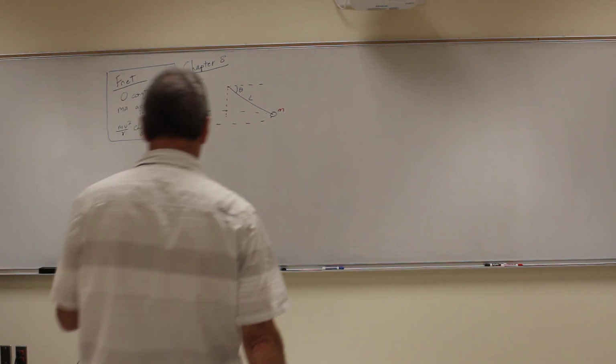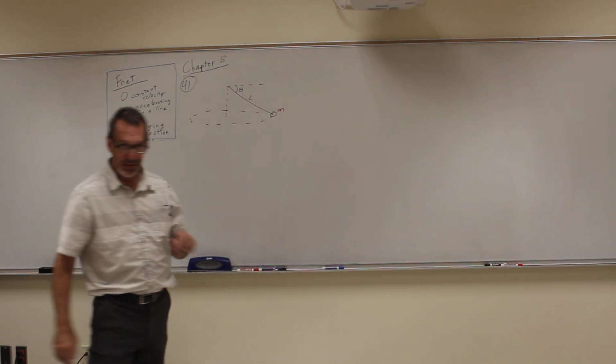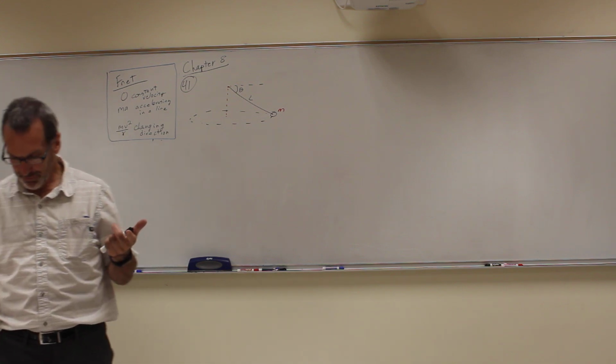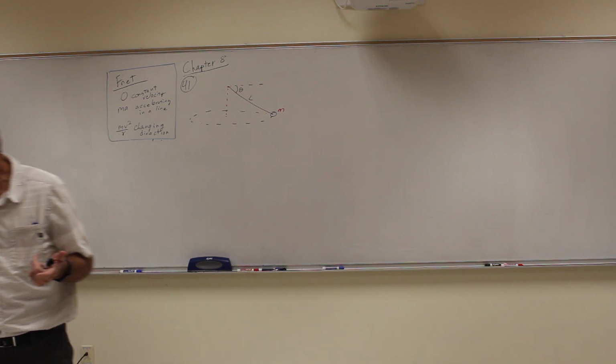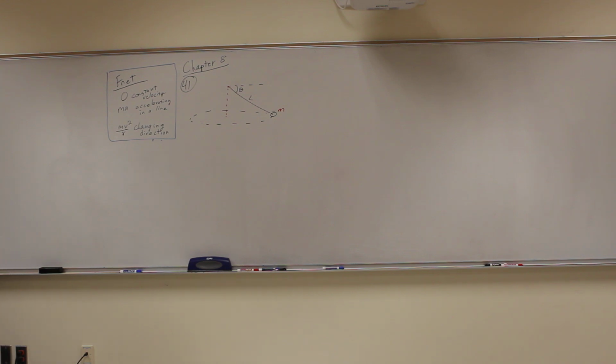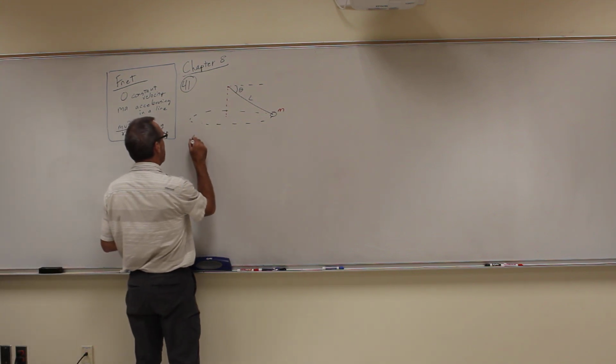Okay, we're going to do number 41. I like this problem because it doesn't give you any numbers. It wants you to solve for an expression. So what it says is, an object of mass m swings in a horizontal circle on a string of length L that tilts downward at an angle of theta. Find an expression for the angular velocity omega. So we're trying to find omega.